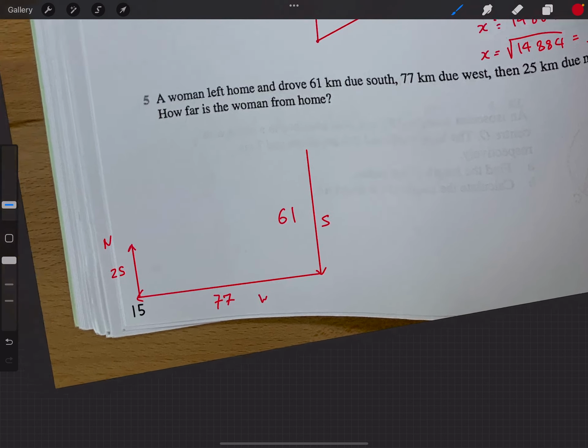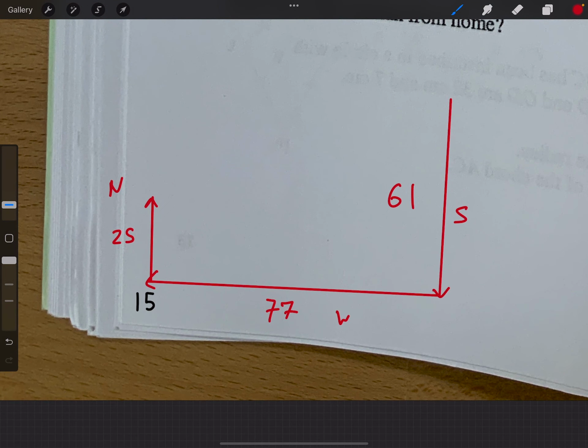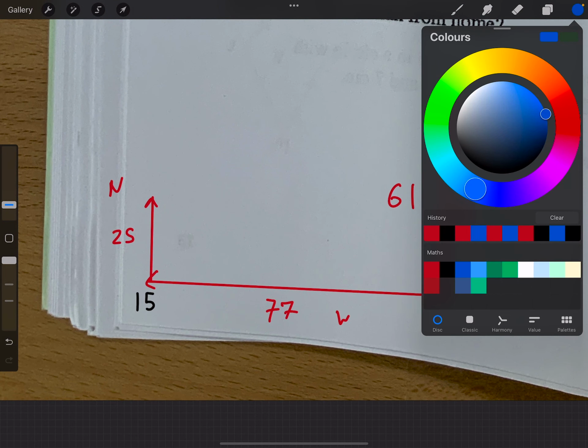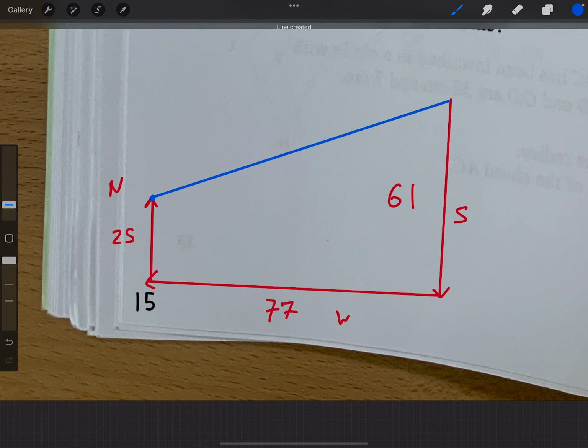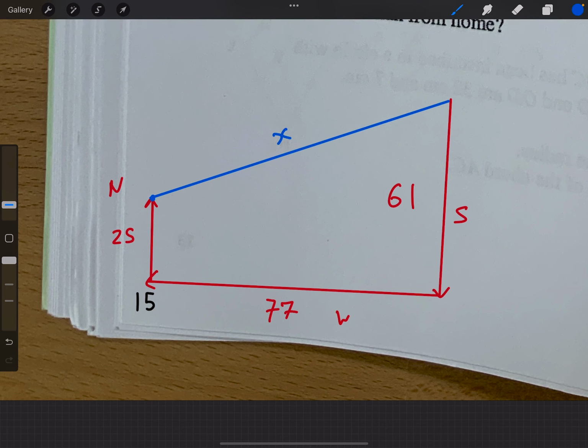How far is the woman from the house? Okay, so I'm going to put this in blue. From here to here, what's the distance? Call that distance x. Now, we don't have a right angle triangle, but we can create one. Actually, instead of doing that, I'm just going to do the dotted line.